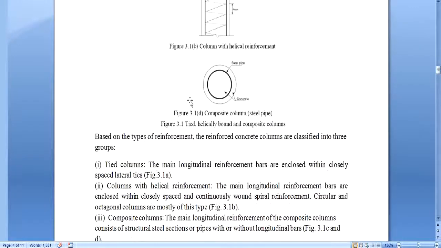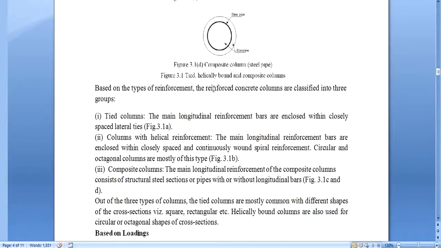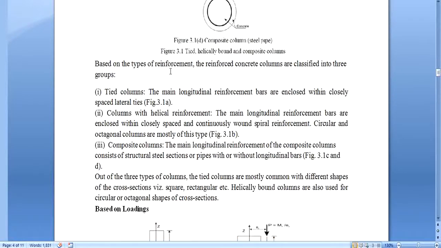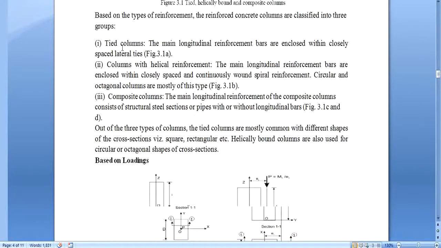So again, third type based on the column, concrete columns. Third type is based on composite columns. Composite columns are made up of concrete as well as steel. So steel pipe is embedded in the concrete. So these are called as composite columns. Okay. Next, this is the explanation which is given.